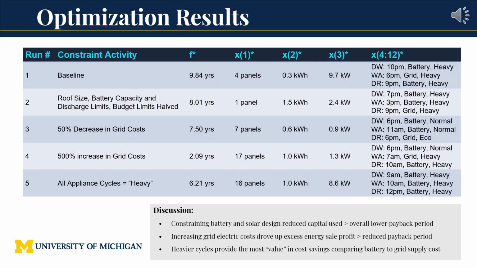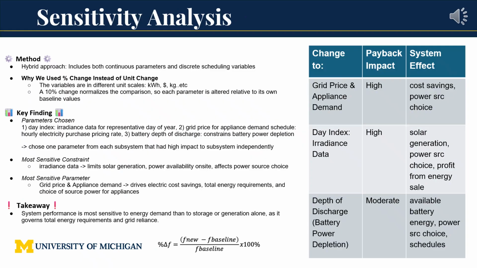Increasing the grid costs led the system to optimize the amount of solar generation in order to maximize the profit that could be made by selling this excess energy back to suppliers. The fifth scenario represents households who have more strenuous appliance usage needs, so their payback period is actually lower because the amount of money they save by using a battery instead of a grid is higher given the higher energy demands of a heavy cycle compared to an eco or a normal cycle.